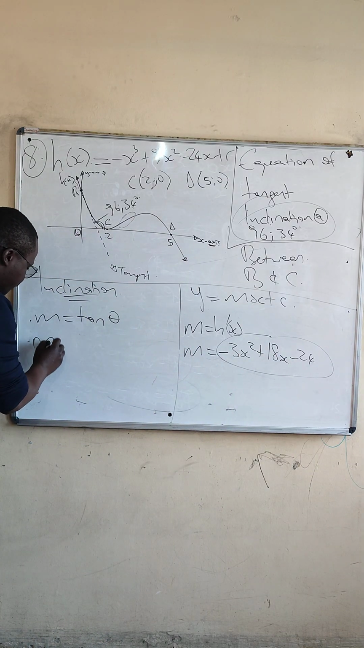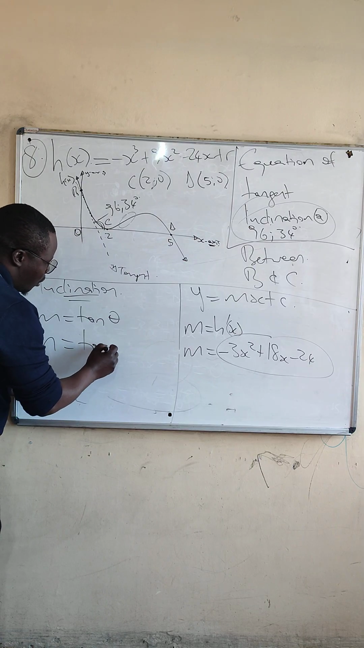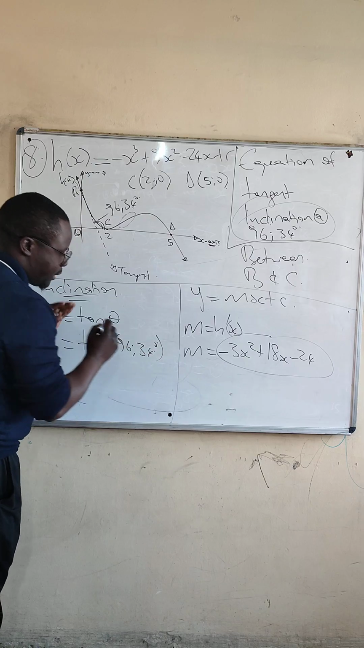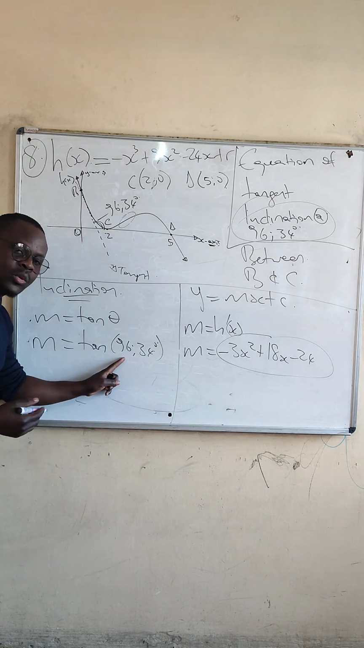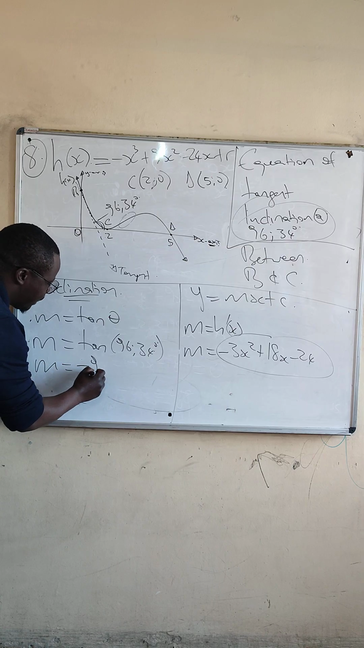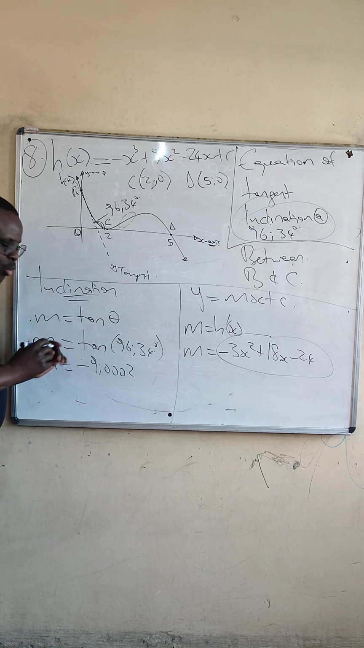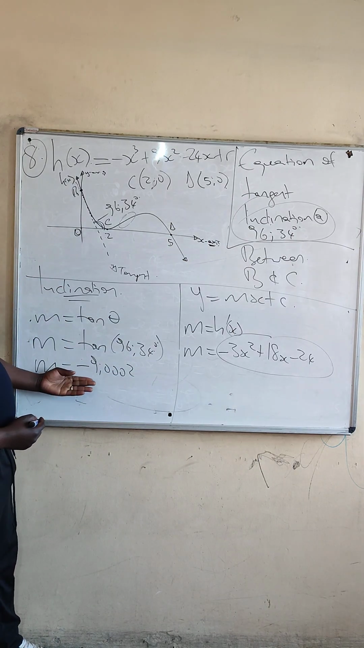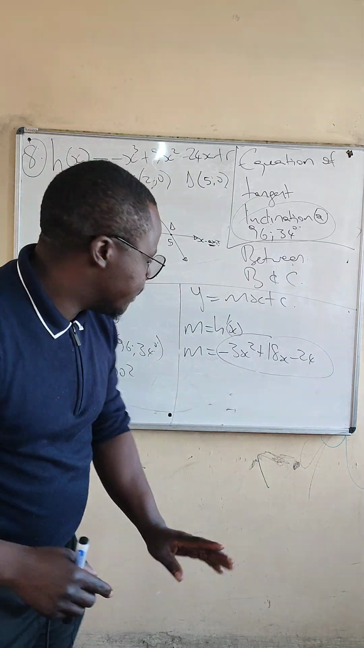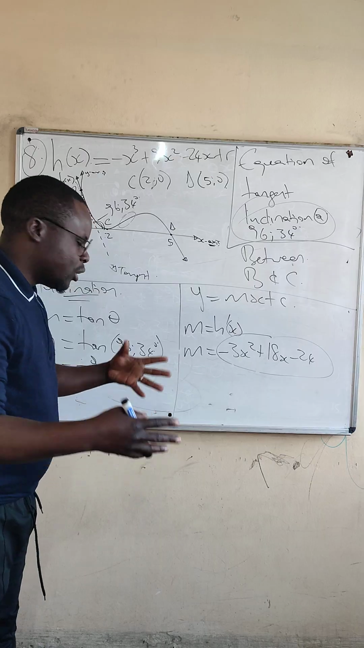So we are saying that this derivative, which is m, let's come to the side of inclination. m is equal to tan of theta, which is tan 96.34 degrees. Now, if you punch this on a calculator, you find that your m is going to be negative 9.0002. So this is your m. That means you are to combine this one and this one to be one.